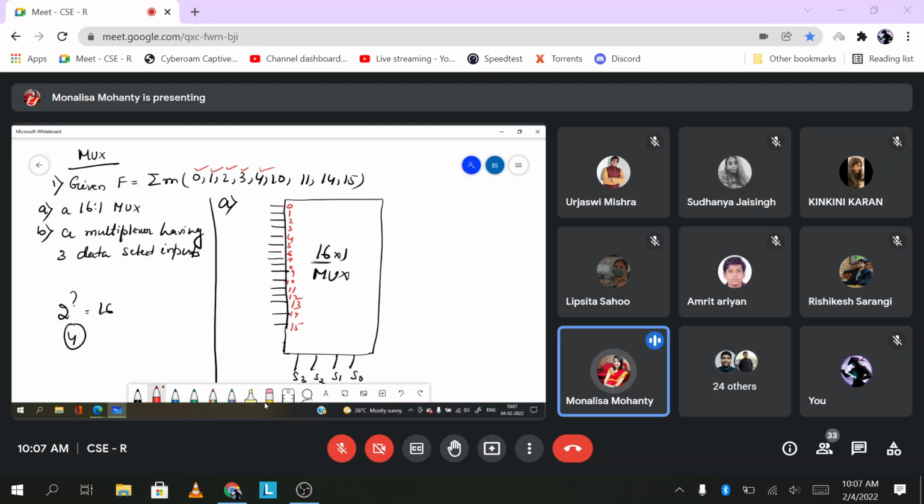Now whatever the min terms present, you are having 0, 1, 2, 3, 4, they are present, then 10, then 11, then 14, then 15. These are present, so connect them to logic 1. Now the min terms that are not present, they are 5, 6, 7, 8, 9, 12, 13. So you can connect them to logic 0. And this is your output F.